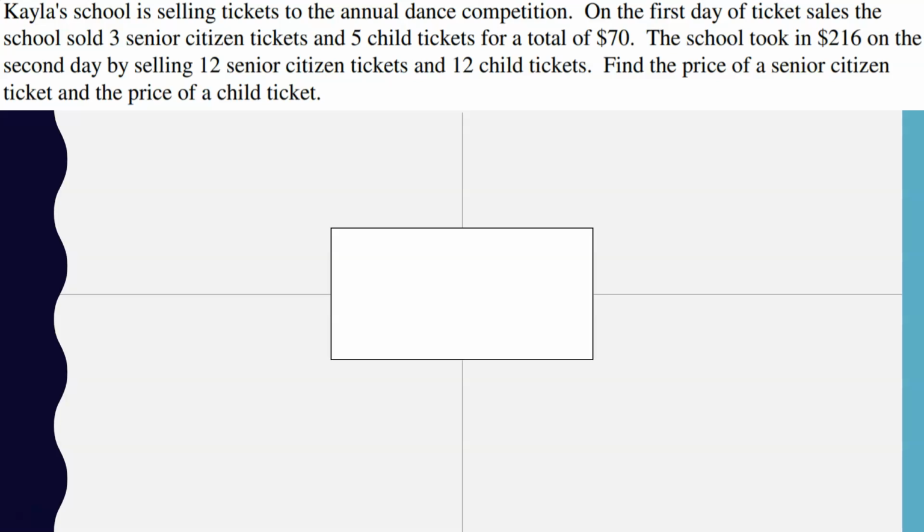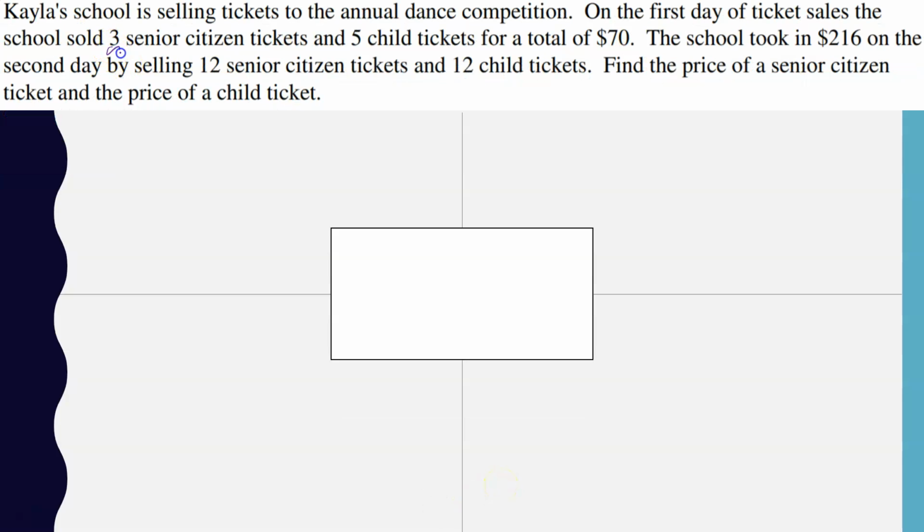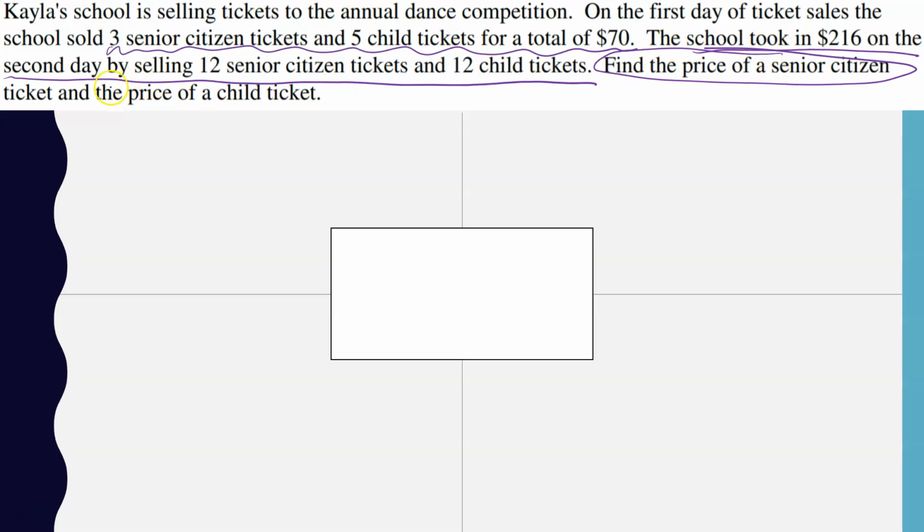It says Kayla School is selling tickets to the annual dance competition. On the first day, ticket sales sold three senior citizen tickets and 5 children's tickets for $70. The school took in $216 on the second day by selling 12 senior tickets and 12 child's tickets. Find the price of a senior citizen ticket and the price of a child ticket. So in this box, we're going to put price of senior and child ticket.